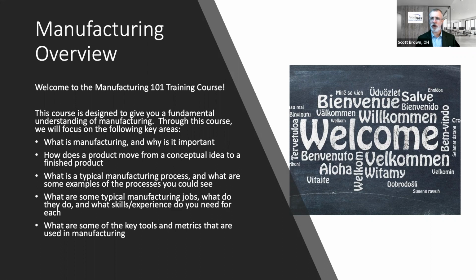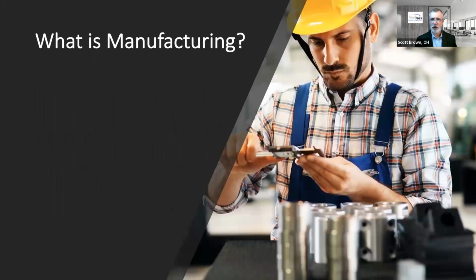We'll talk in this course about what a typical manufacturing process is and some of the examples of what somebody could see in manufacturing. We'll talk as well through the course about what some manufacturing jobs are that you could typically see. What do they do? And most importantly, as you're thinking about talking with students, what skills and expertise do they need to have in order to have opportunities in this? And then also talk a little bit about some of the key tools and metrics that are used in manufacturing. So to set our baseline, let's first think about what manufacturing is.